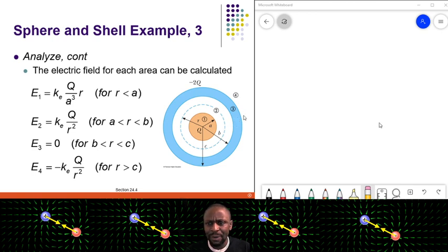And then for region number three, the Gaussian surface is going to be somewhere inside this region three. But for region number four, the Gaussian surface would be outside. The r is going to be greater than C. Now in that case, what is the total charge enclosed? The total charge enclosed by that surface is positive Q minus 2Q. Now the total charge is therefore minus Q. As a result, you will find this minus sign in this E4.